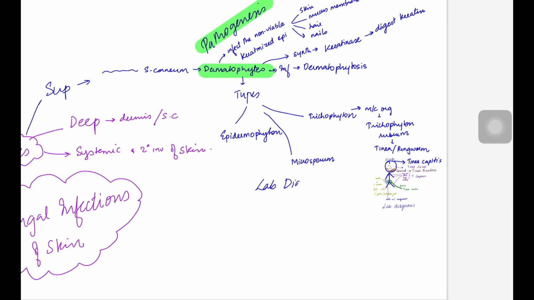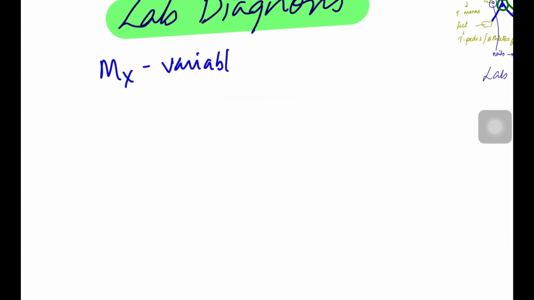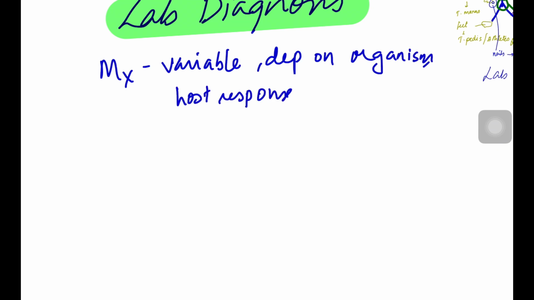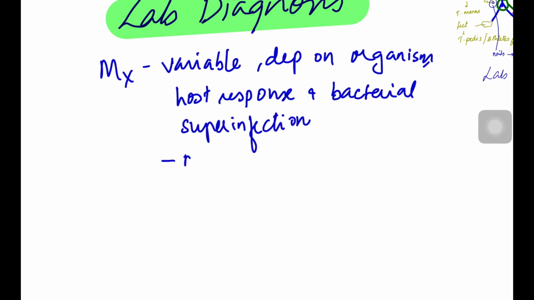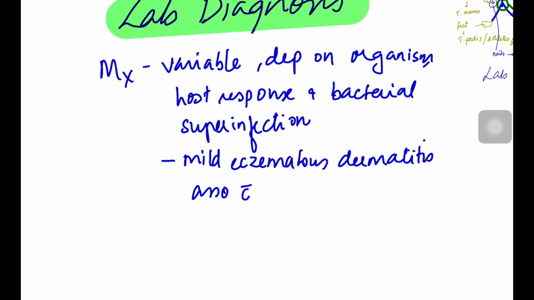Next we'll speak about the lab diagnosis. How can we diagnose this? We can diagnose this by microscopy. Microscopy will show a variable appearance, depending upon the property of the organism, host response, and the degree of bacterial superinfection. It can vary from mild eczematous dermatitis associated with intradermal neutrophils.